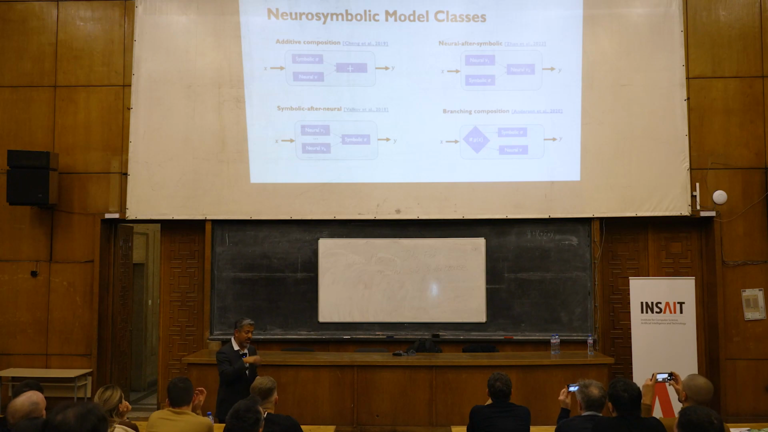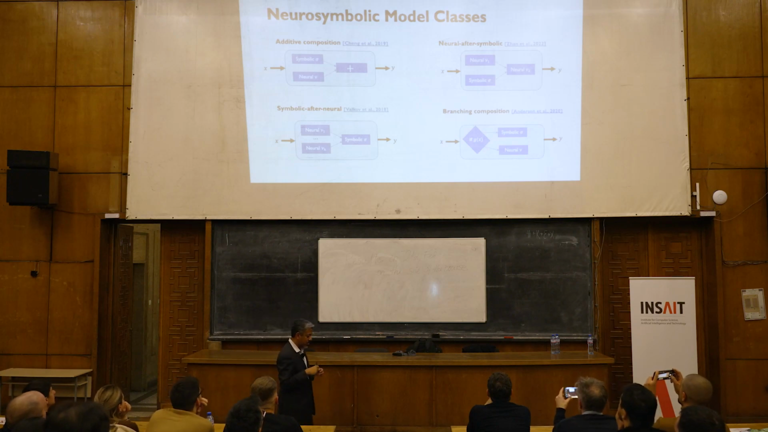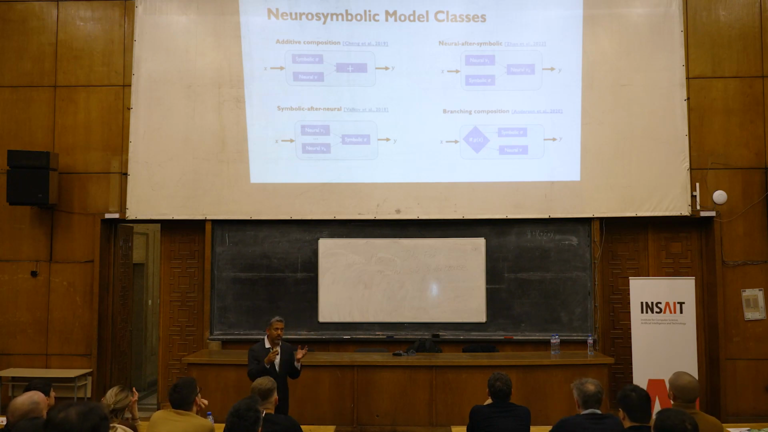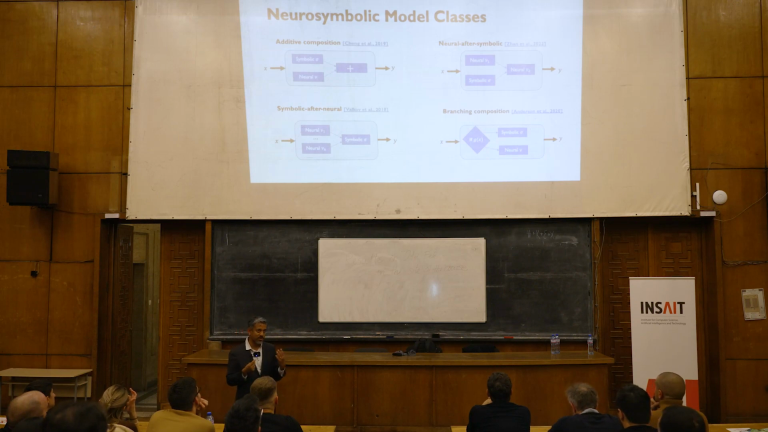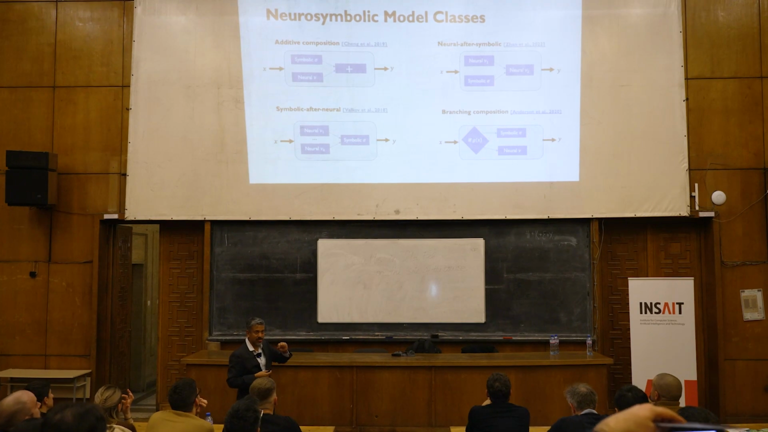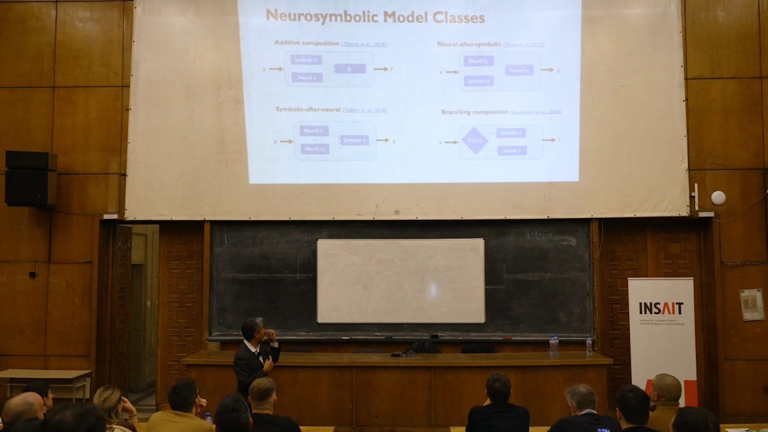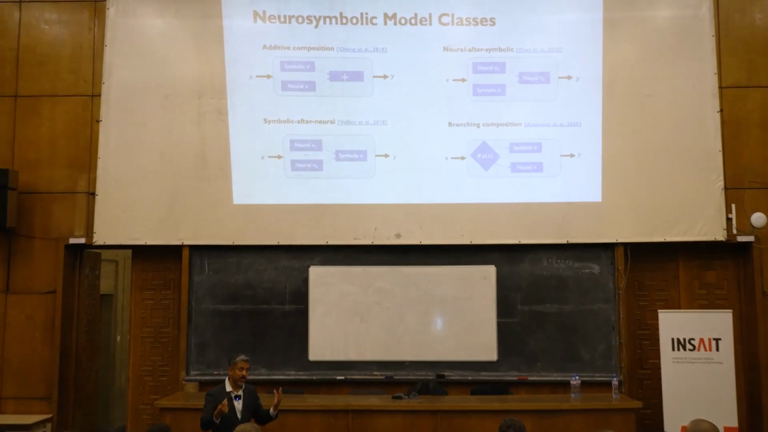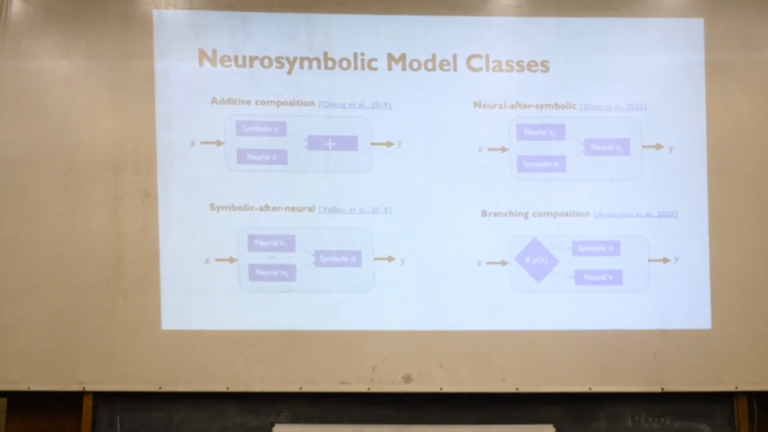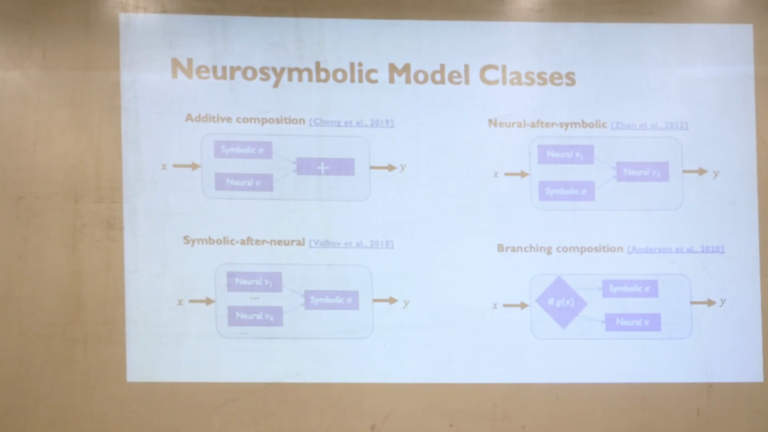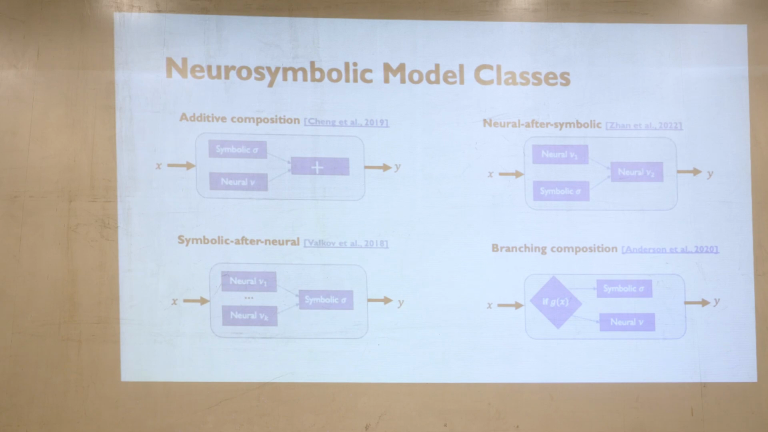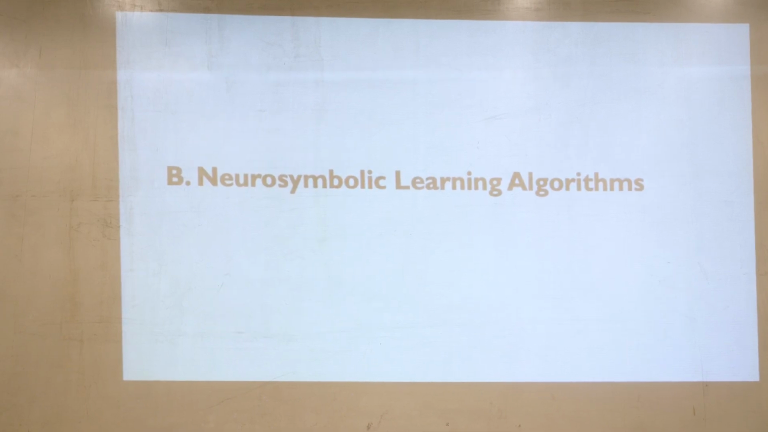And so over the last few years, a whole science is developing over here. There are different kinds of compositions of these neural and symbolic pieces that are coming out. For example, we have if-then-elses, where some part is symbolic, some part is neural. You have symbolic after neural. I already showed that. There's neural after symbolic. So collectively, these sorts of compositions define a programming language of combinations between neural and symbolic pieces.